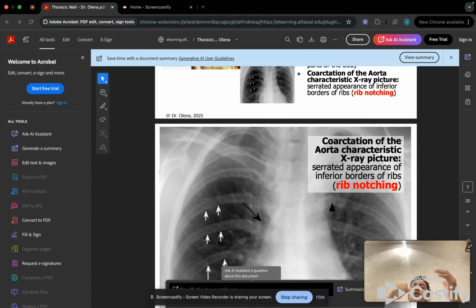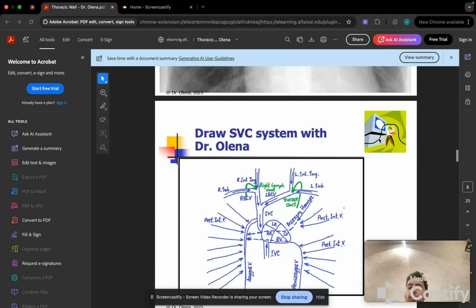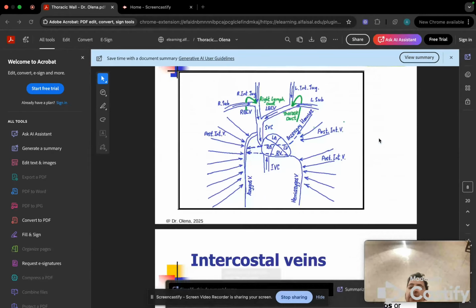So the high pressure, like erosion with water on the stone, same thing with the artery. The artery will have a lot of pressure that over time the rib is going to be notched and degraded. So that's basically it. Now we go to the veins. Veins are very easy.